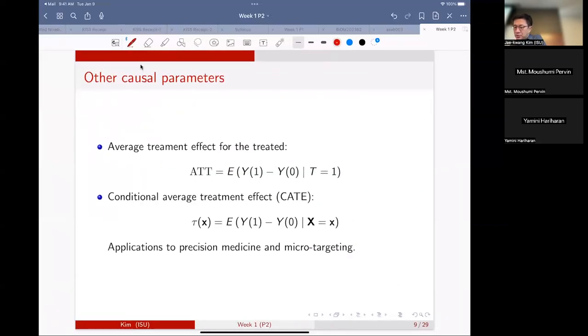And there's actually other causal parameters, such as the average treatment effect for the treated, or some conditional average treatment effect, which is conditional on a particular group, right? Some age group or some gender, race, something like that. Which is actually quite important in precision medicine or micro targeting. So, for example, Amazon, right? They are more interested in learning this kind of conditional treatment effect, so that they can provide more precise treatment for each group. Okay.